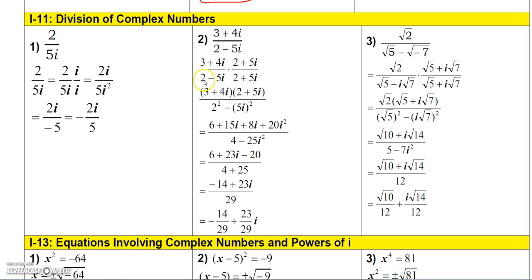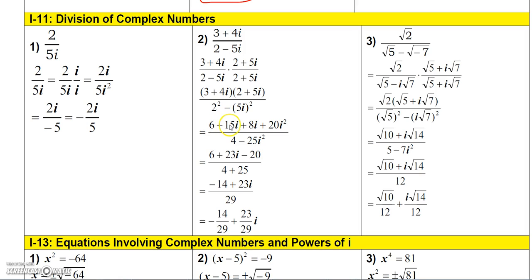Now, on the bottom, remember, when you multiply these together, you get difference of squares. So 2 minus 5i times 2 plus 5i would just be 2 squared minus 5i quantity squared. And then on top, we're going to multiply these together, and we can do this with the FOIL method. So 3 times 2 is 6, 3 times 5i is 15i, 4i times 2 is 8i, and 4i times 5i is 20i squared. Now on the bottom, remember, we had 2 squared, which is 4, and then we have 25i squared here.